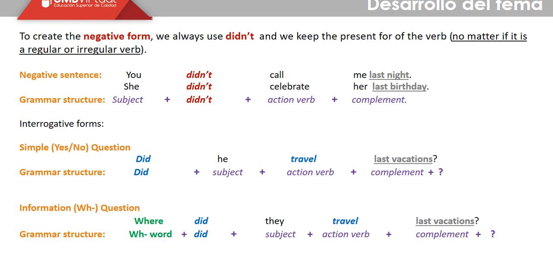For the interrogative forms, we can use simply yes/no questions with the use of did, right? Or WH questions. Did he travel last vacations? Where did they travel last vacations? And you can see right there, entonces tenemos el uso del did, or the WH word. Luego tenemos el uso del sujeto, de la acción y del complemento.